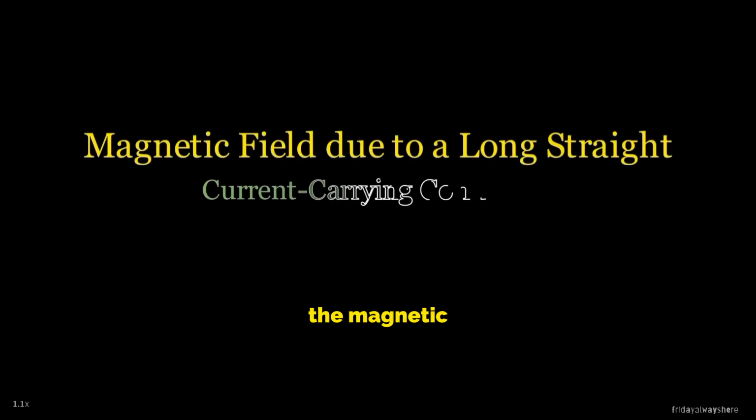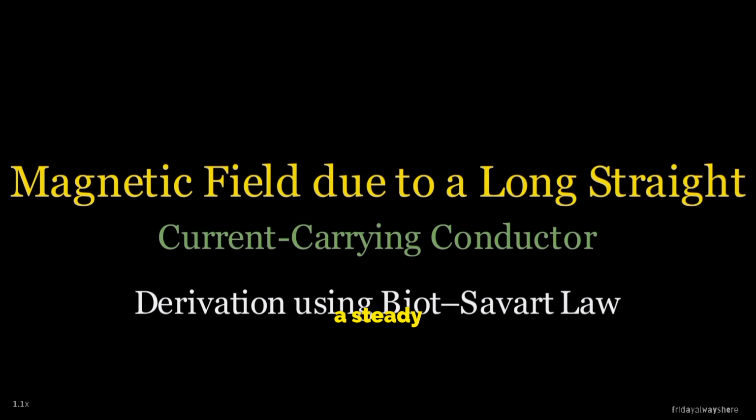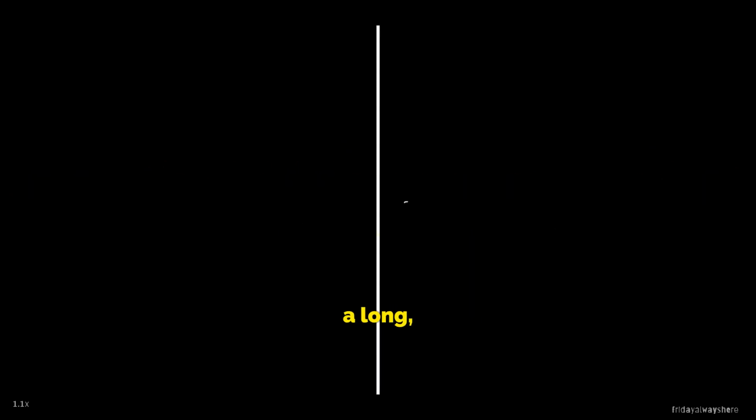Let's derive the magnetic field at a distance x from a long straight wire carrying a steady current I. We begin with a long straight conductor carrying a steady current I. Our goal is to determine the magnetic field at point P, a perpendicular distance x away.